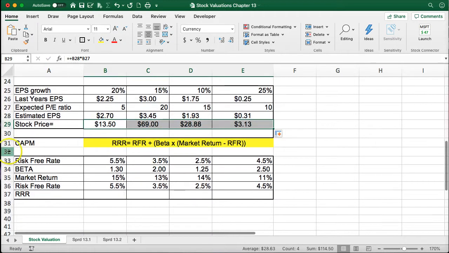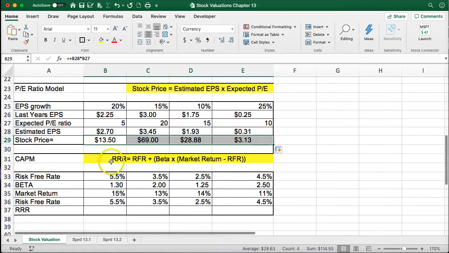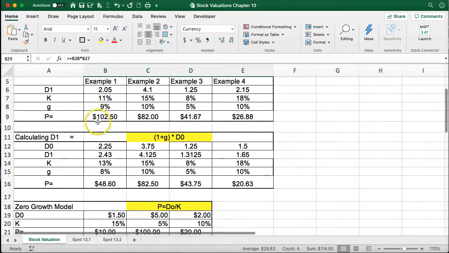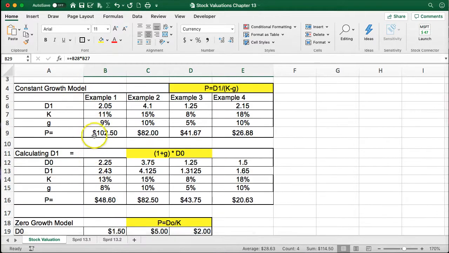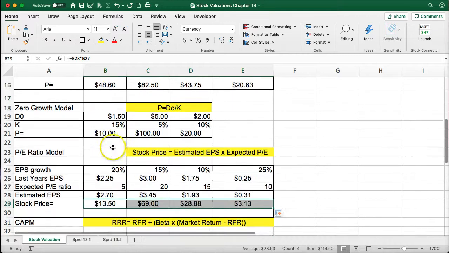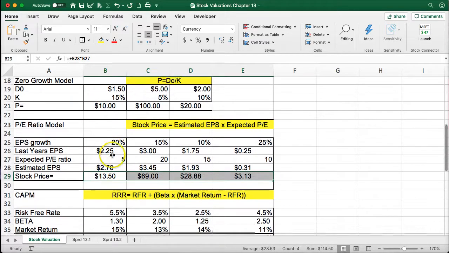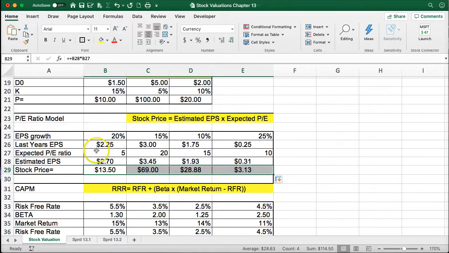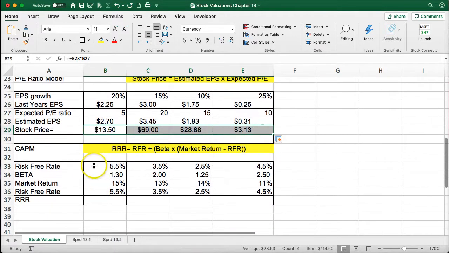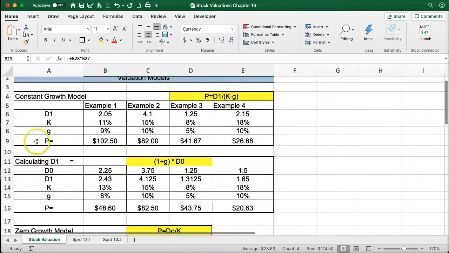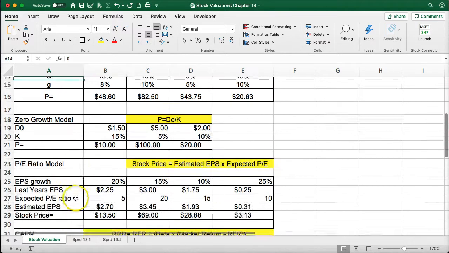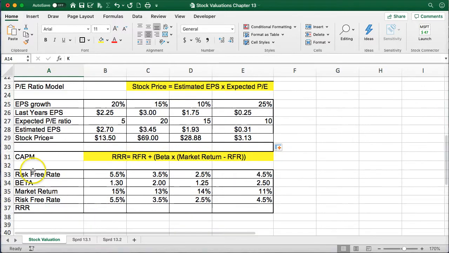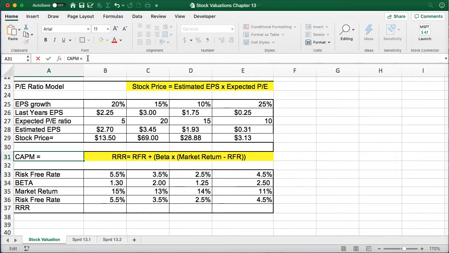Okay, so let's review the capital asset pricing model. These stock valuation formulas are dependent on having a dividend. The PE ratio model does not need a dividend because we're using earnings per share growth and next year's expected PE ratio. But if we wanted to calculate K, which is the required rate of return in these formulas, we could use the capital asset pricing model, and this is what's going to equal K.